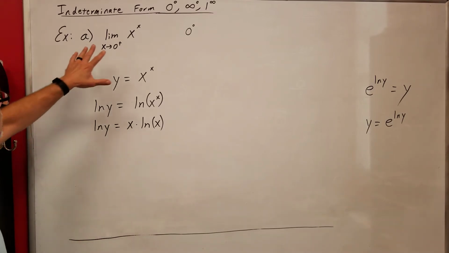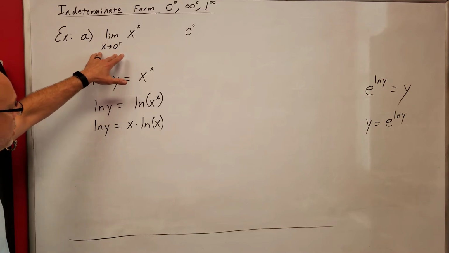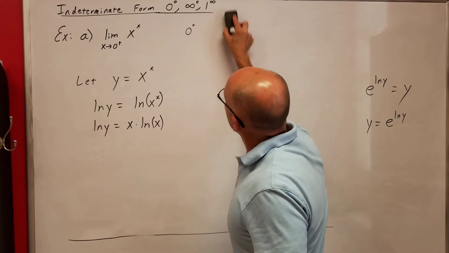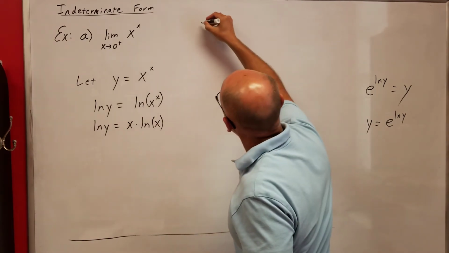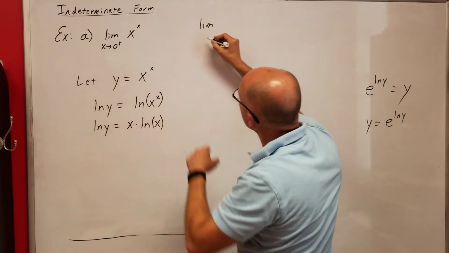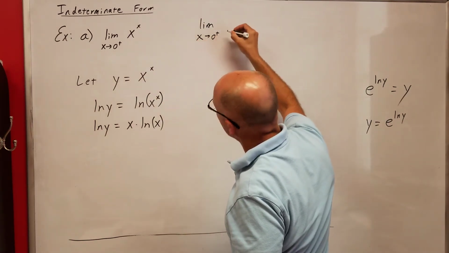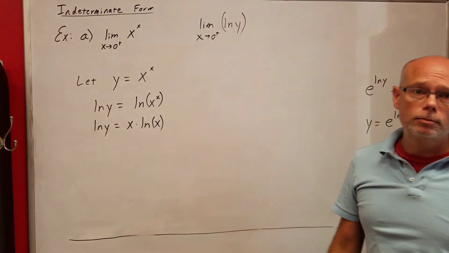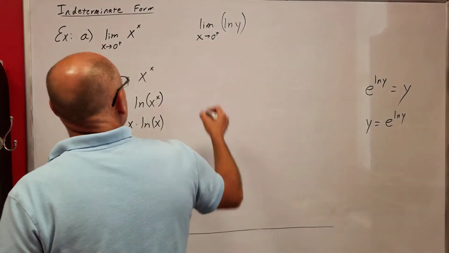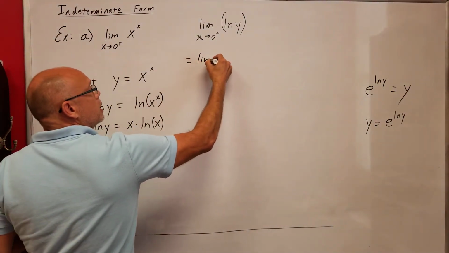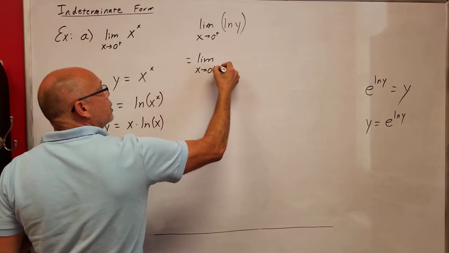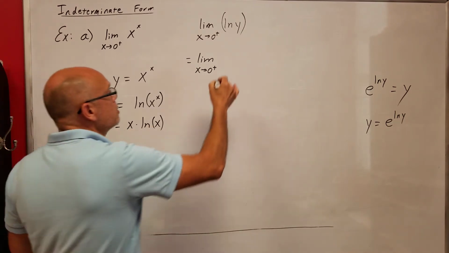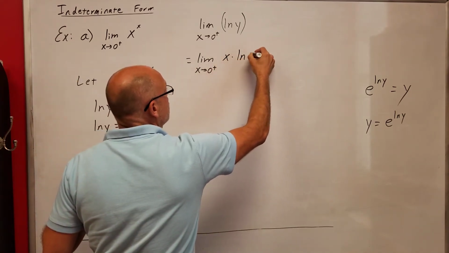So what I'm going to do, instead of taking this direct limit here, I'm going to take the limit of natural log of y first. So I'm going to sidestep over here. I'm going to say, okay, let's take the limit as x approaches 0 from the right of the natural log of y. Let's take that limit. Well, I could do a rewrite. I could say this is the same thing as the limit as x approaches 0 from the right of x times natural log of x, right?